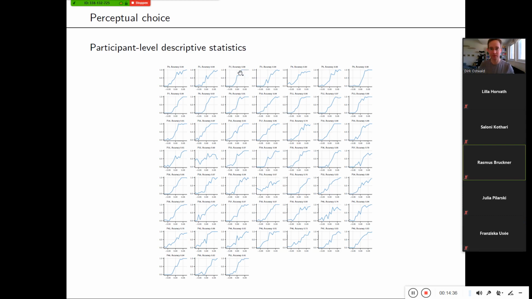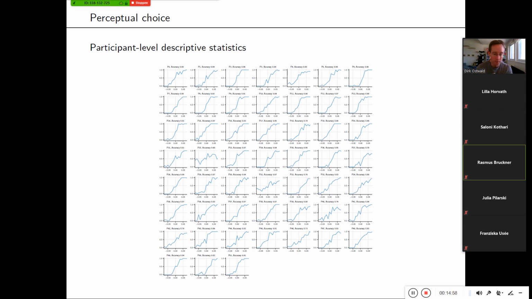So some are really quite good, almost step functions, but some are worse. There's variability, it's normal. The reason why I bring this up here is because we will do the model fitting on a participant basis.